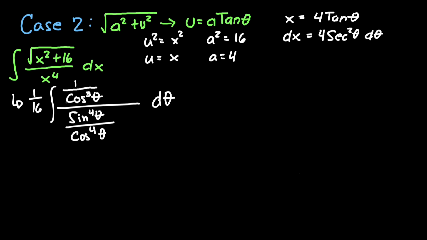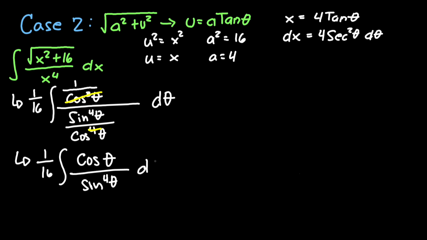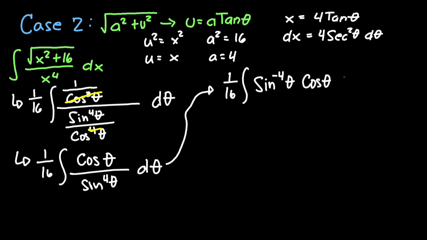Now cosine cubed and cosine to the fourth, only cosine will survive, so this would be 1 over 16 the integral of cosine of theta over sine raised to the power of 4 of theta d theta. You can rewrite this integral as 1 over 16 the integral of sine raised to the power of negative 4 of theta multiplied by cosine of theta d theta.